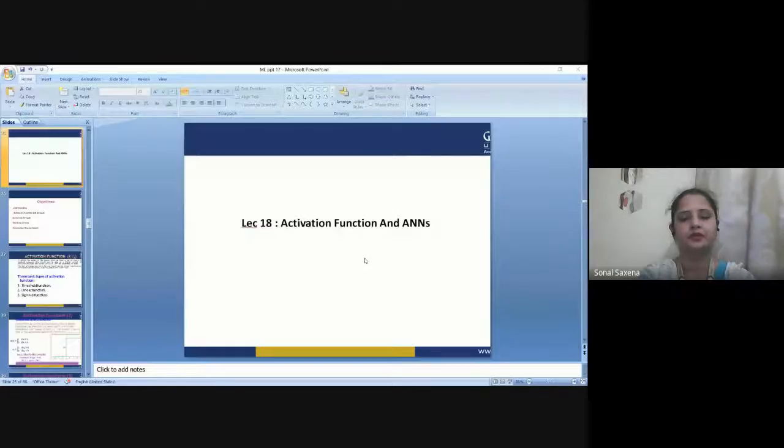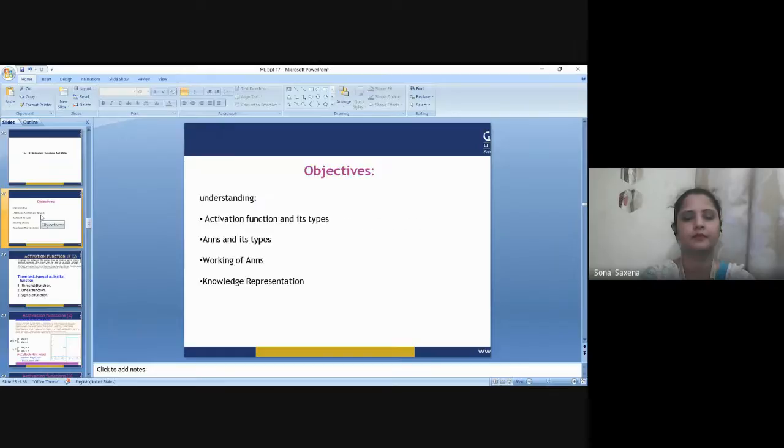So here today we are going to see the activation function and the ANNs with their types, how they execute, and how we implement them, with some of the application areas of ANNs. The objective of today's lecture is that we will be understanding the activation function and its types, then the ANNs and its types, how these ANNs work, their working and procedures, and the knowledge representation part, that is, how knowledge is represented using ANNs.